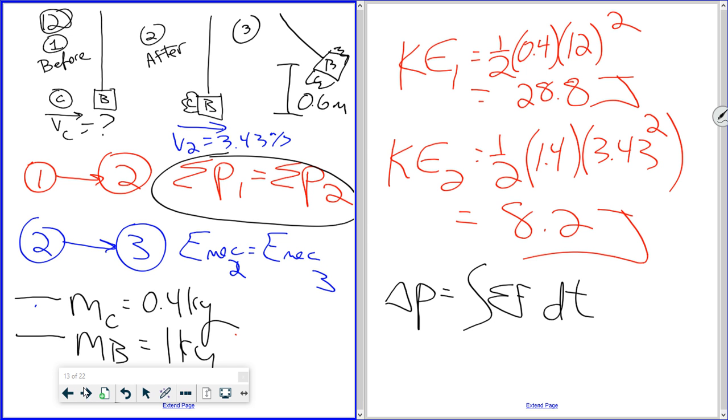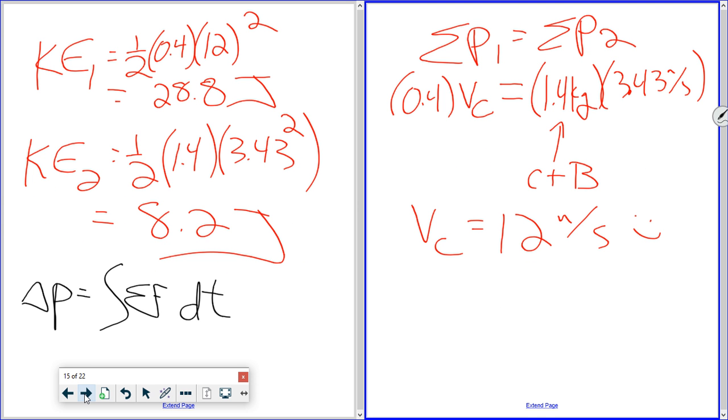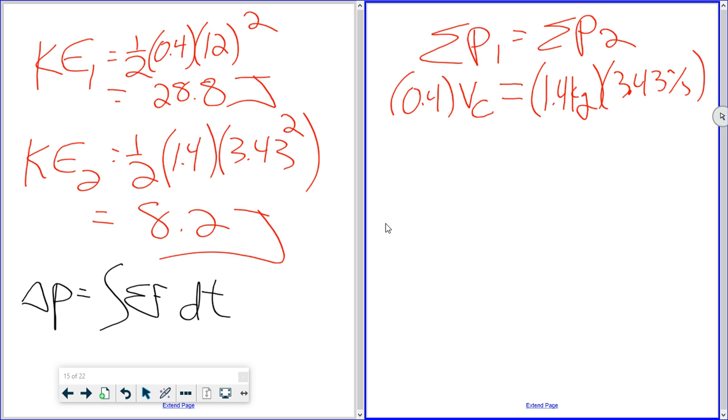You mean when I did the calculations? What I probably should have done here is really the clay times 3.43 plus the wood block times 3.43.